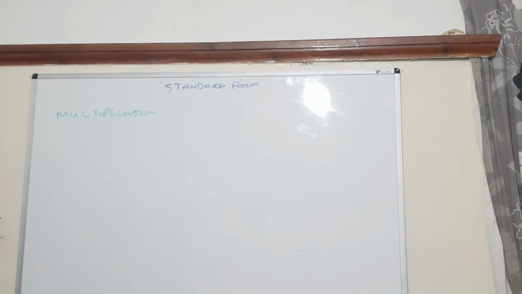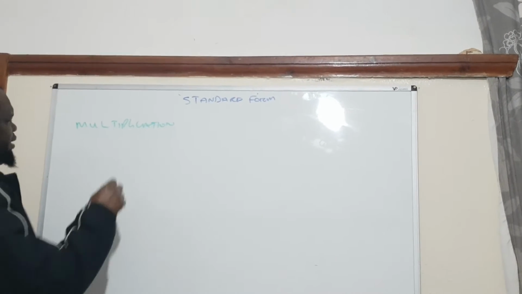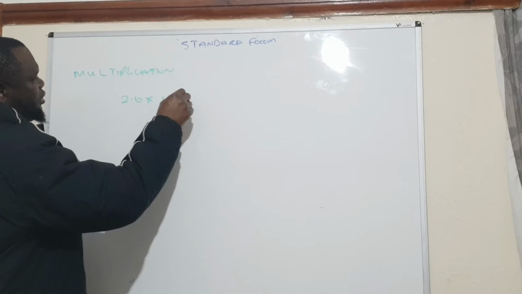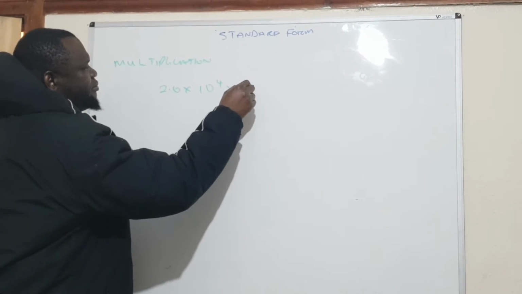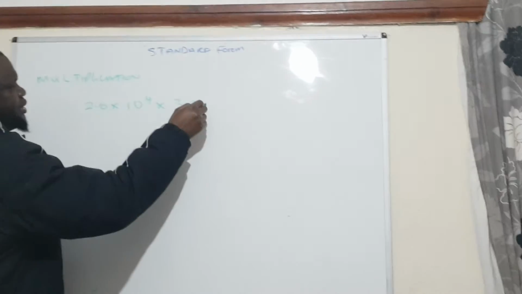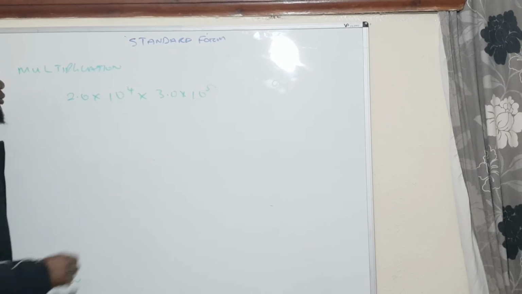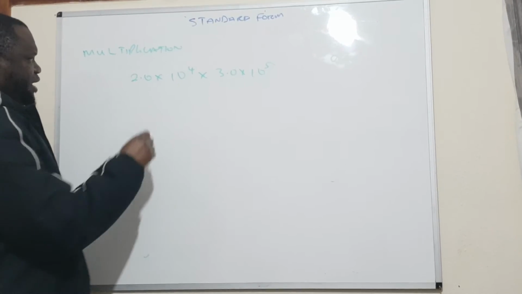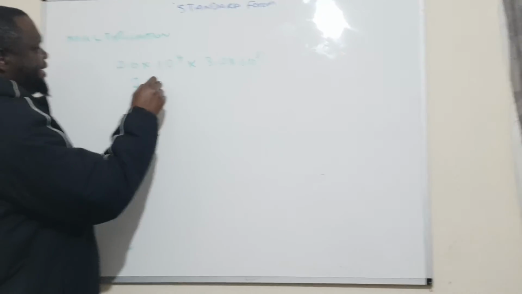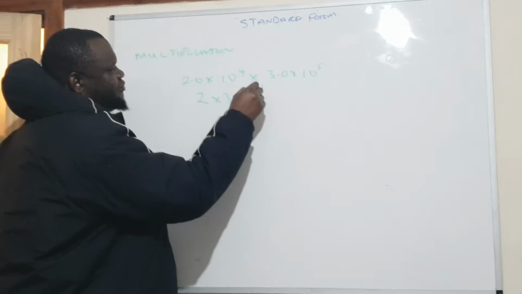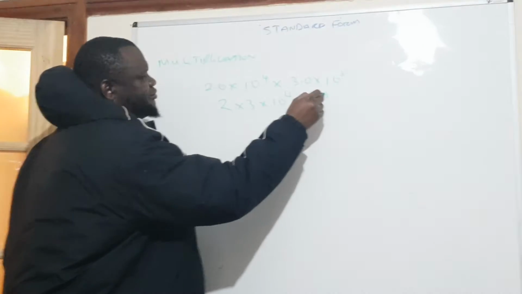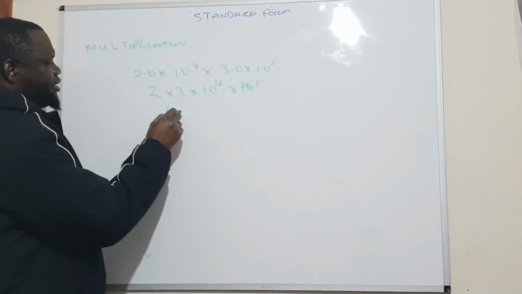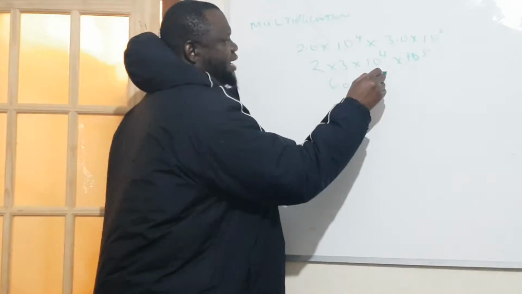Multiplication. Now simply what you do is, if you said 2.0 times 10 to the power 4 times 3.0 times 10 to the power 5, you have to do it systematically. Look at this. You are going to do 2 times 3 times 10 to the power 4 times 10 to the power 5. So this will be 6.0 times 10 to the power 9.